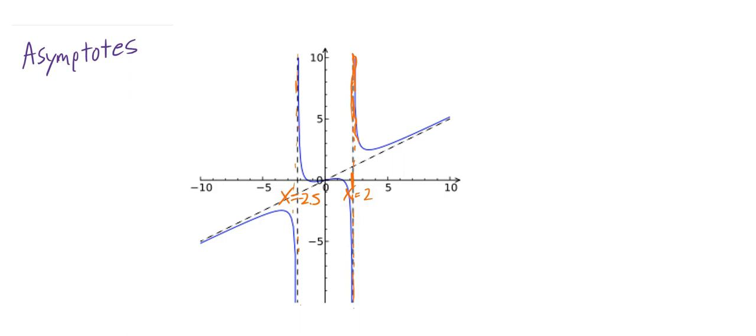You'll notice there's a third asymptote. There's a slanted asymptote. As x gets further and further to the right on the graph, or further and further to the left on the graph, it starts to look more and more like this slanted line. So it has a slant asymptote.